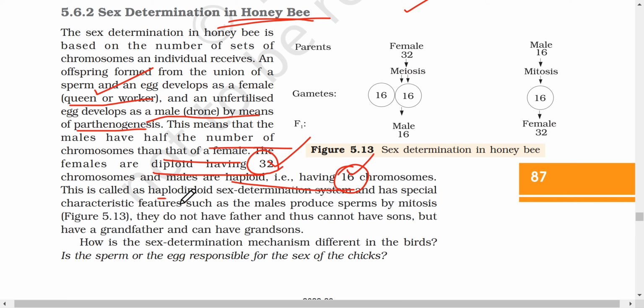This is called the haplodiploid sex determination system and has special characteristic features, such as the males produce sperms by mitosis. क्यों mitosis है? उनको meiosis करने की जरूरत ही नहीं है. वो already haploid है ना? They do not have a father and thus cannot have sons, but have a grandfather and can have grandsons. Is it clear? They can have grandsons, they can have a grandfather.